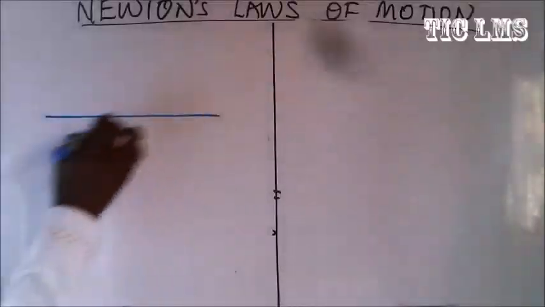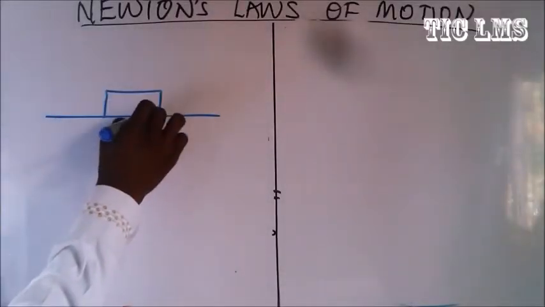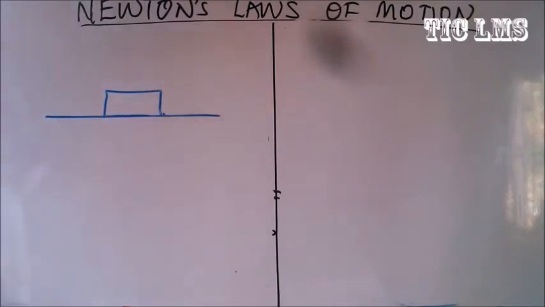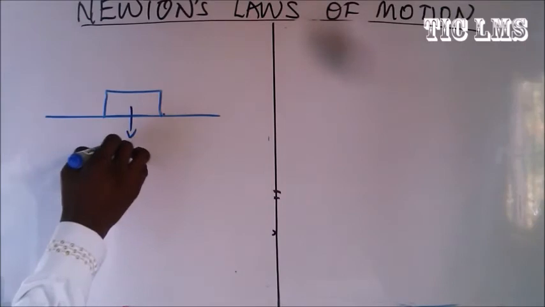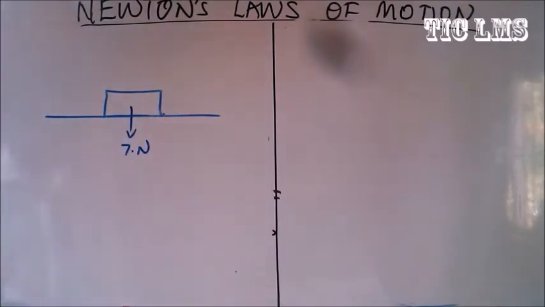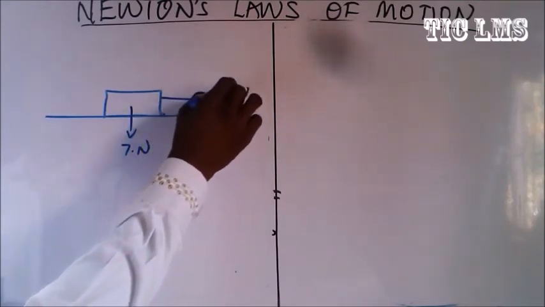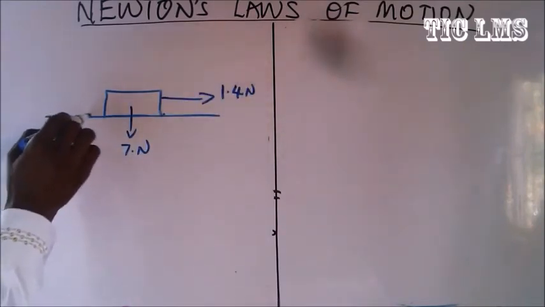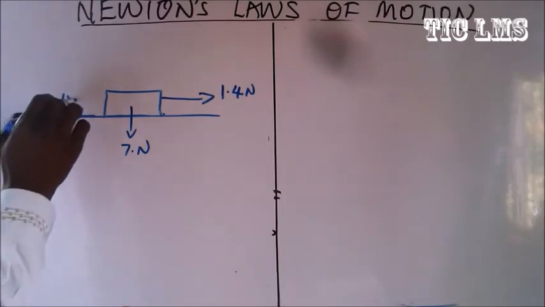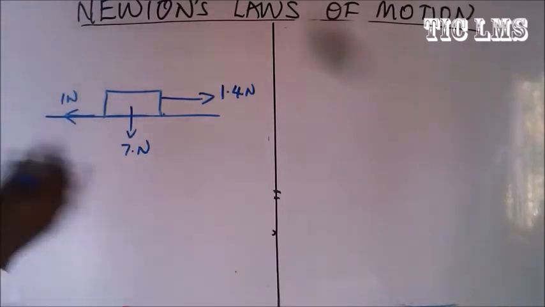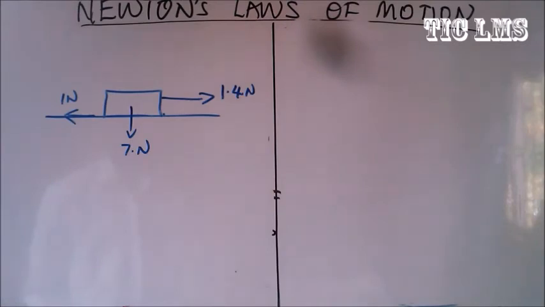So we have a level floor and we have a block which is resting on it. We are told that the weight of this block is 7 Newton and there's a frictional force between the block and the floor which is 1 Newton. Now there's a horizontal force which is pulling it and the horizontal force is 1.4 Newton. And here we have the frictional force 1 Newton that is moving it in the opposite direction.